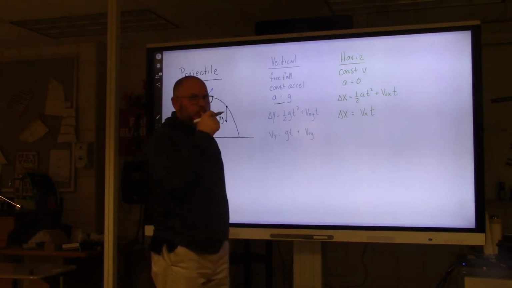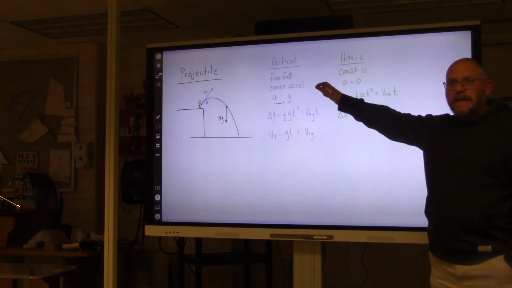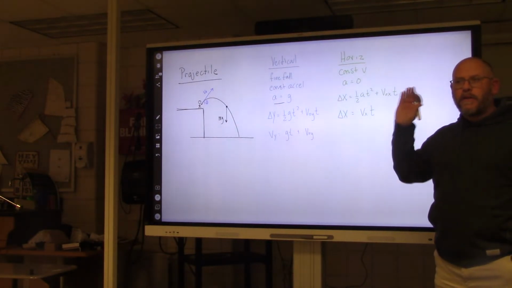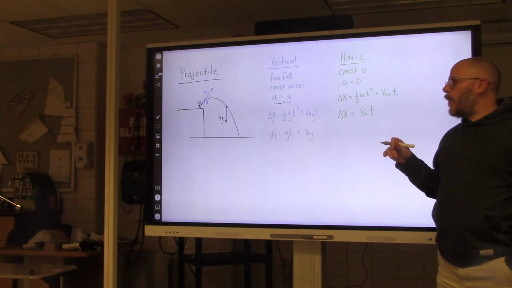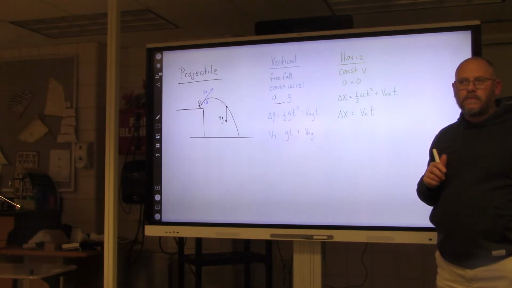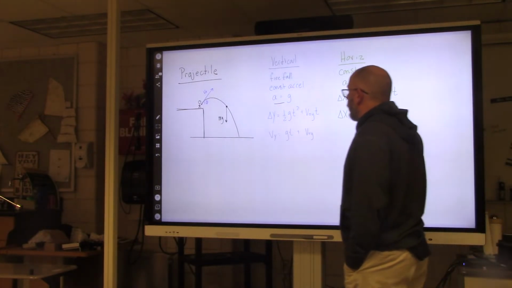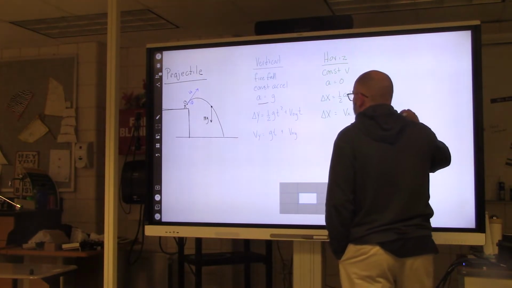So if you were to throw this ball with an initial velocity of v0 at an angle theta, can you figure out what the horizontal and vertical components are? You could. I hope you can. It's definitely something you're going to need to be able to do. Okay?